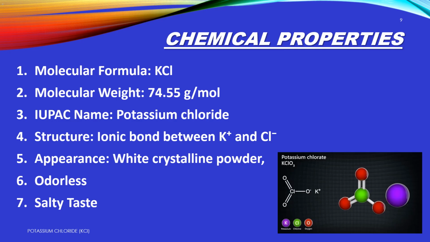4. Structure. Ionic bond between K and Cl. The potassium and chlorine atoms are held together by an ionic bond, where potassium loses an electron to become a positively charged ion, K+, and chlorine gains an electron to become a negatively charged ion, Cl-.